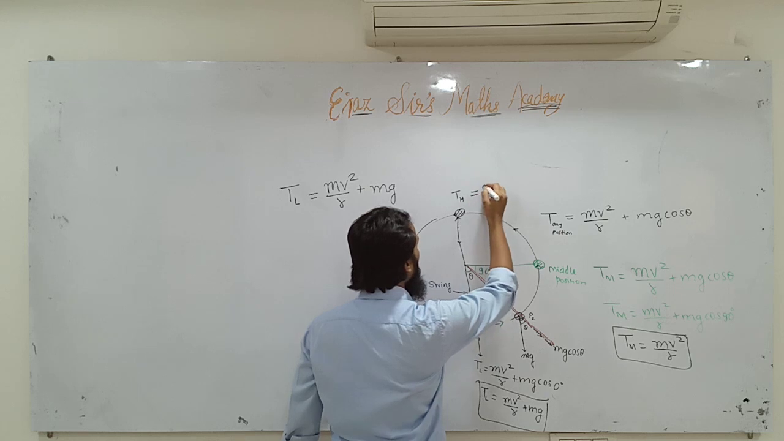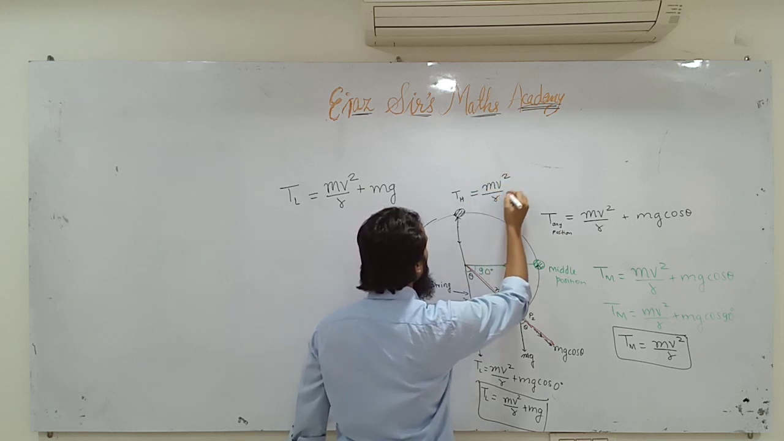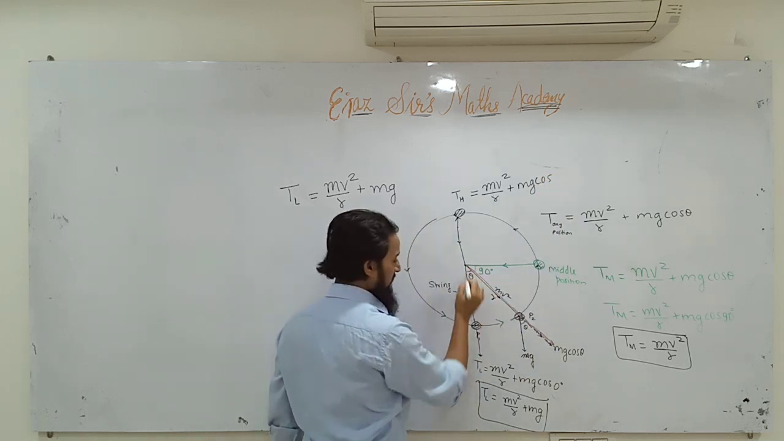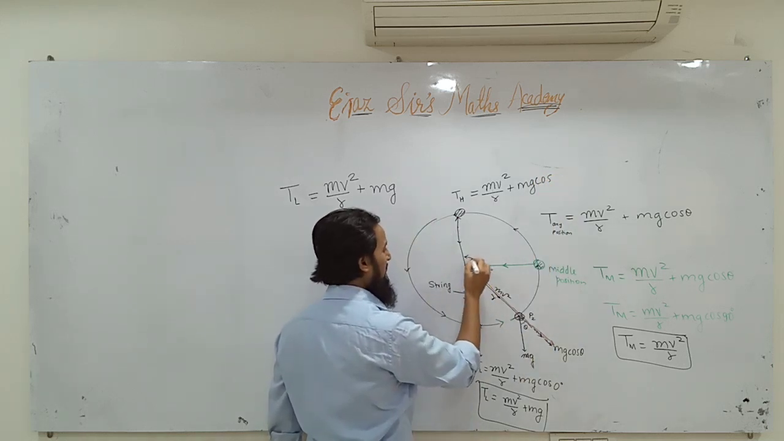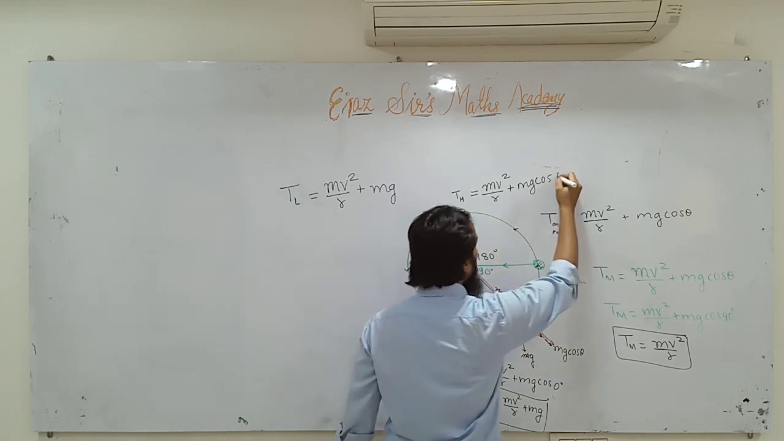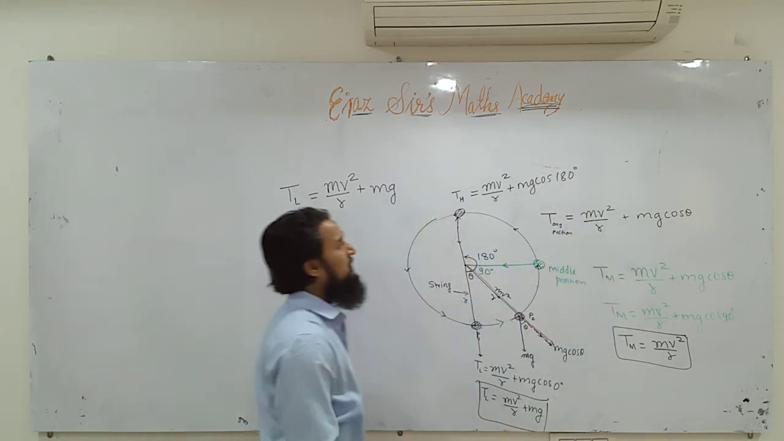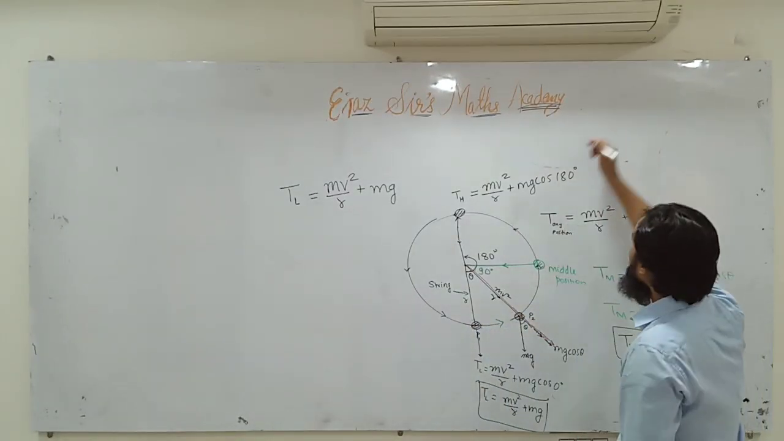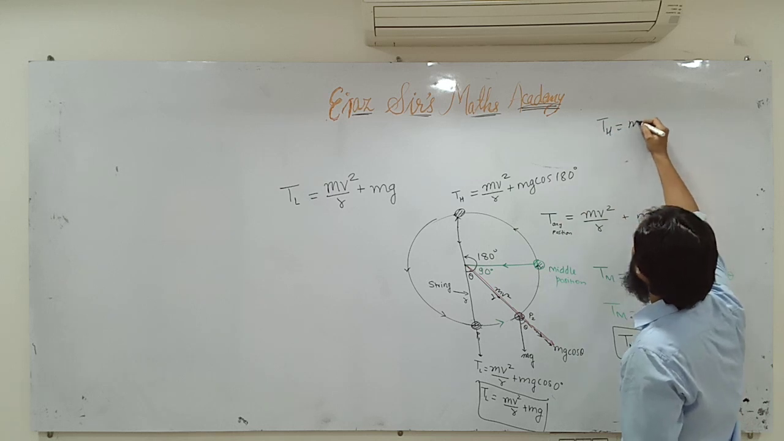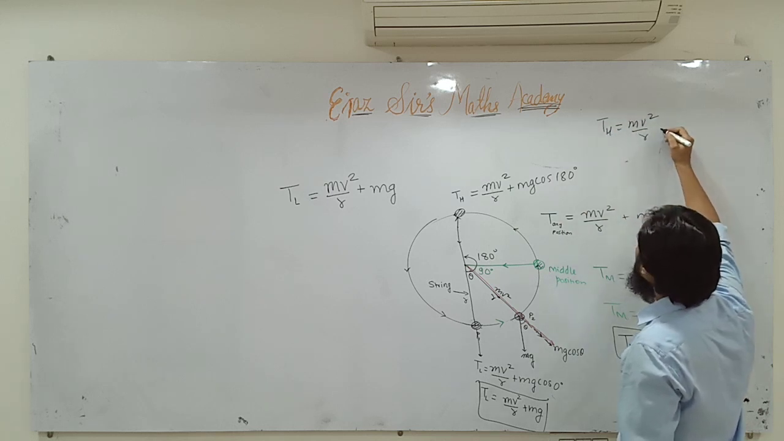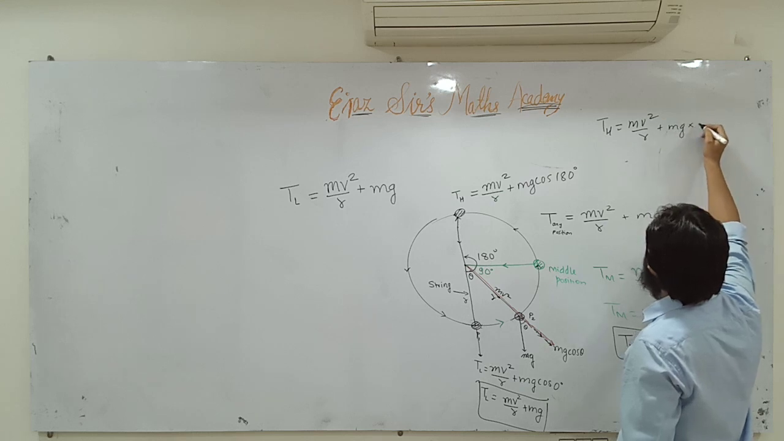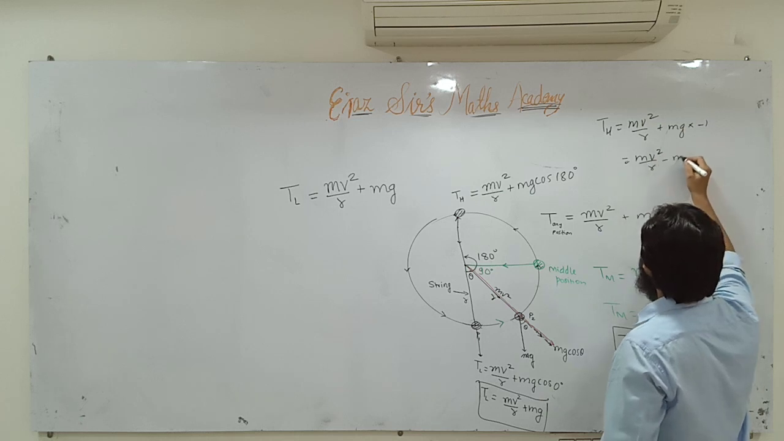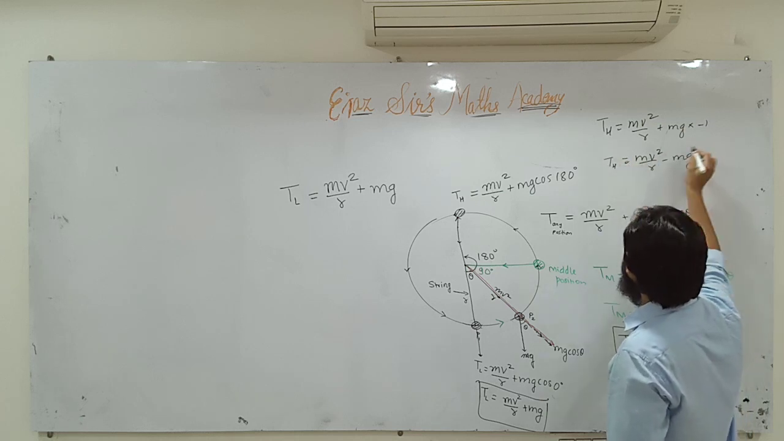So tension in the string at the highest position will be mv square by r plus mg cos theta. How much is the angle with respect to the vertical downward? This angle will be 180 degrees. So it becomes mv square by r plus mg cos 180 degrees. And how much is cos 180 degrees? Cos 180 is minus 1. So it becomes mv square by r minus mg. This is the tension in the string at the highest position.